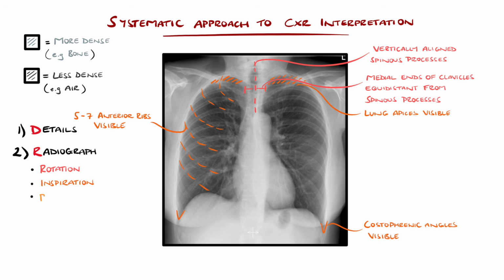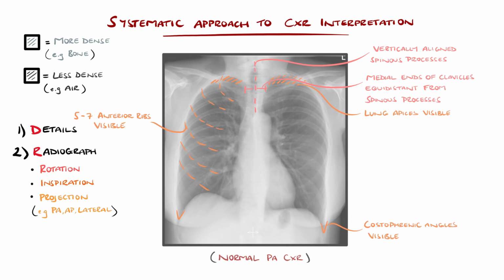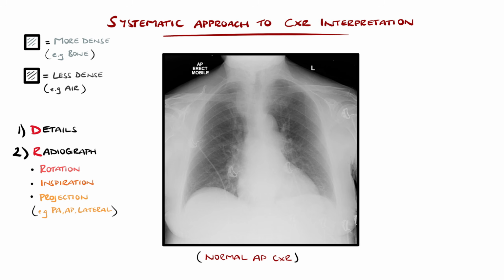P is for projection, which is the direction from which the X-ray is travelled to create the image. This is important as it alters how the structures appear. The most common is posterior anterior, PA, where X-rays travel from the posterior to the anterior when the image is taken. Another option seen more commonly in hospitals is anterior posterior, AP, which can be done on patients sitting in a bed, for example, but does have some limitations.